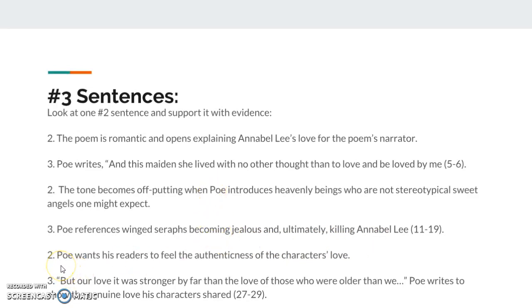The third number 2 sentence that I wrote was, Poe wants his readers to feel the authenticness of the character's love.